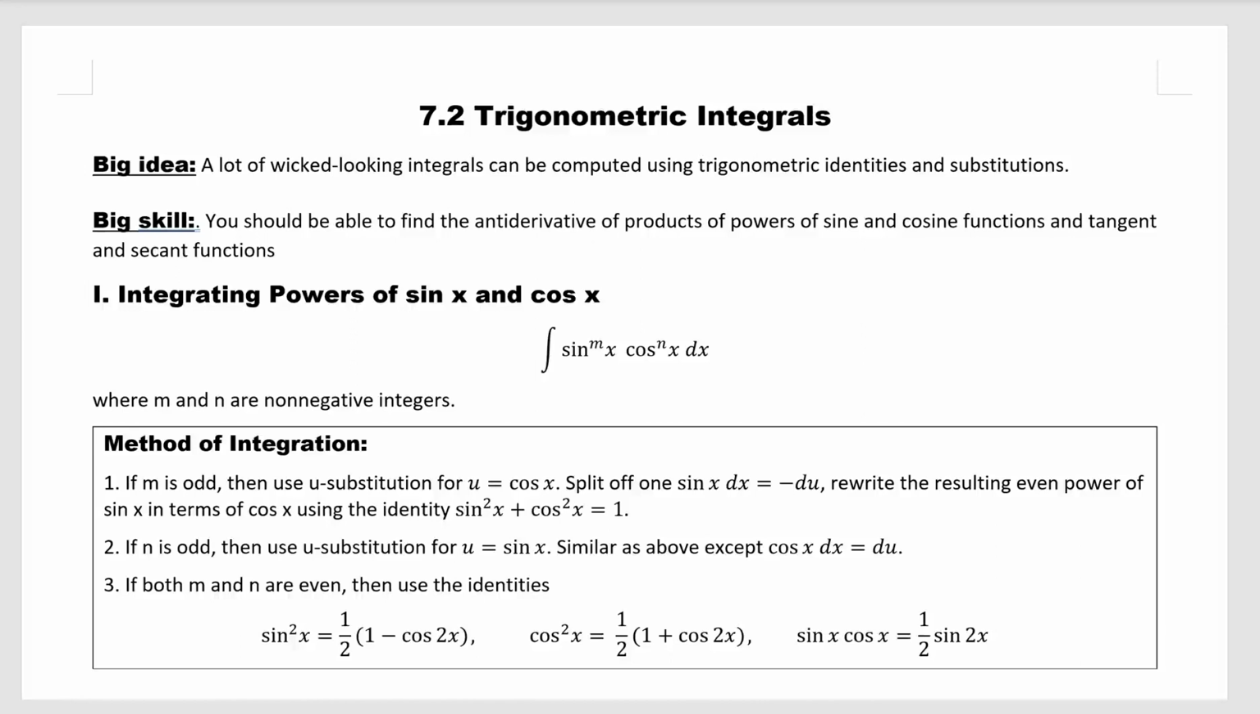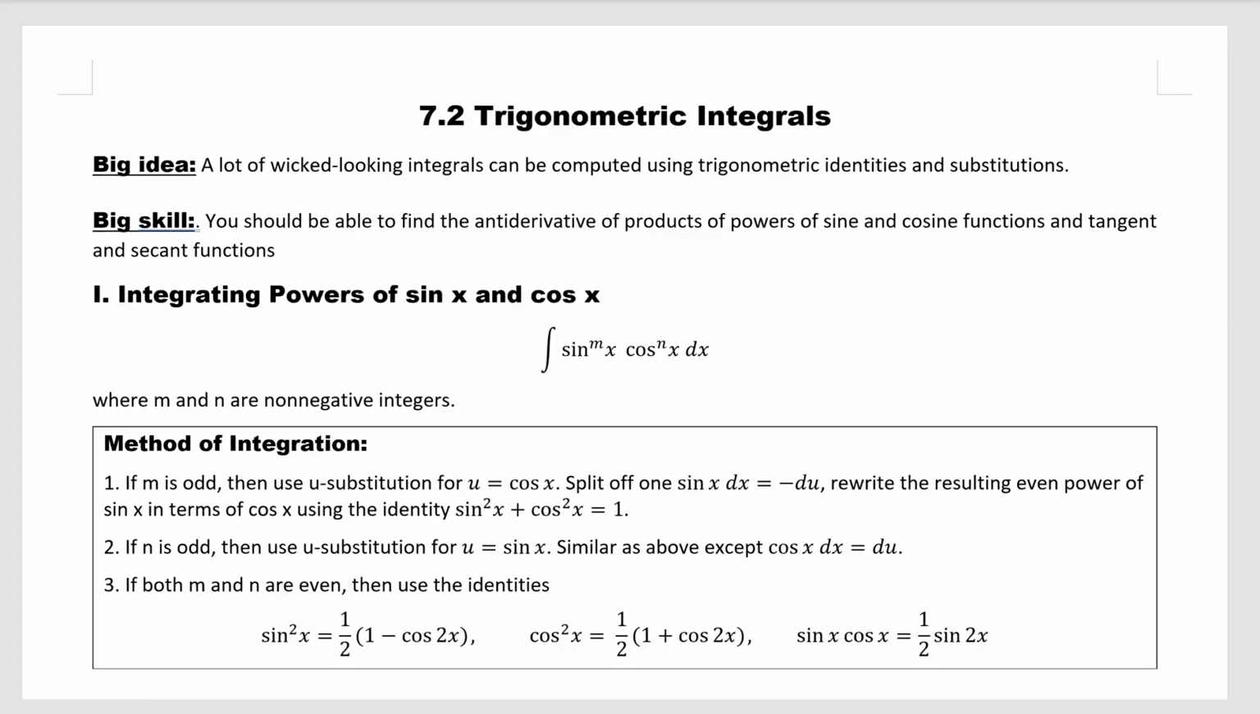The first type, integrating powers of sine and cosine. So you're going to have powers of sine and cosine, where m and n are non-negative integers. So here are the methods. Depending on whether those integers are odd or even, we can separate into three cases.